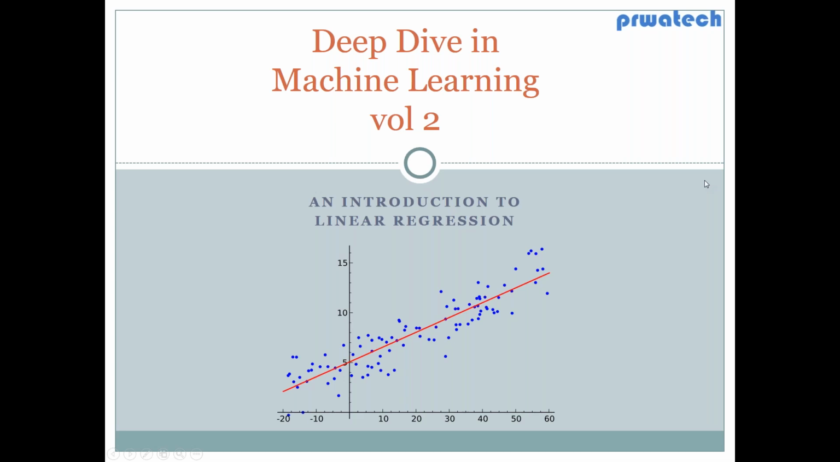So today's topic will be an introduction to linear regression. And last time we started with machine learning, that is volume one. In volume one, we were discussing what is machine learning, what are the different types of techniques in machine learning, and we have done a few exercises in machine learning algorithms. One of the very basic algorithms is linear regression. Whenever we start anything in machine learning, we start with linear regression.